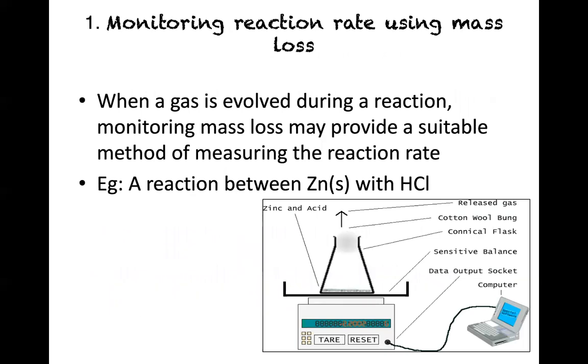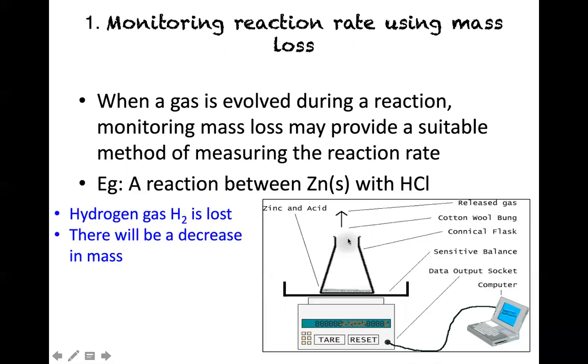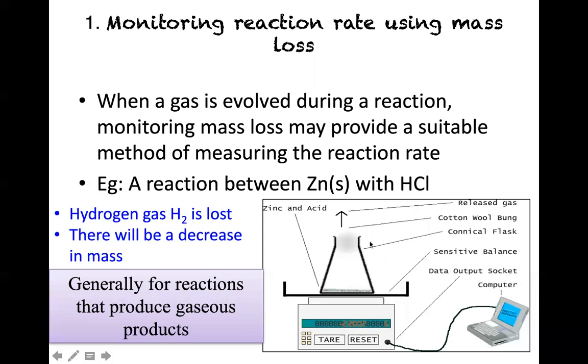You have carried this out in practical, okay? Well, not really looking at the rate of reaction. Mass loss is used for a reaction that produces gas. Why? Because generally for reactions that produce gaseous products, you let the gas escape. When the gas escapes, you are losing mass. More over time, you have more and more gas escaping, so your mass will be smaller and smaller.